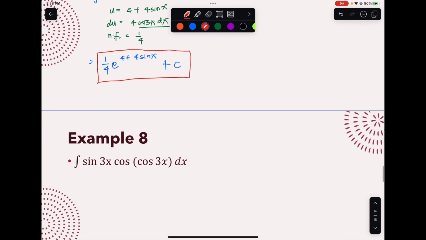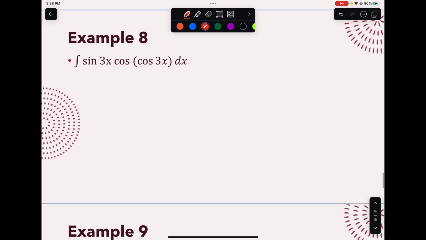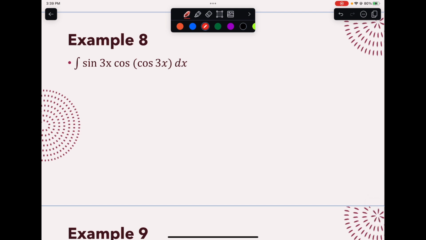So how to identify? We just need to solve more problems. The more problems that you solve, the more you will be acquainted with what specific method you are going to use in finding the integral of that function.